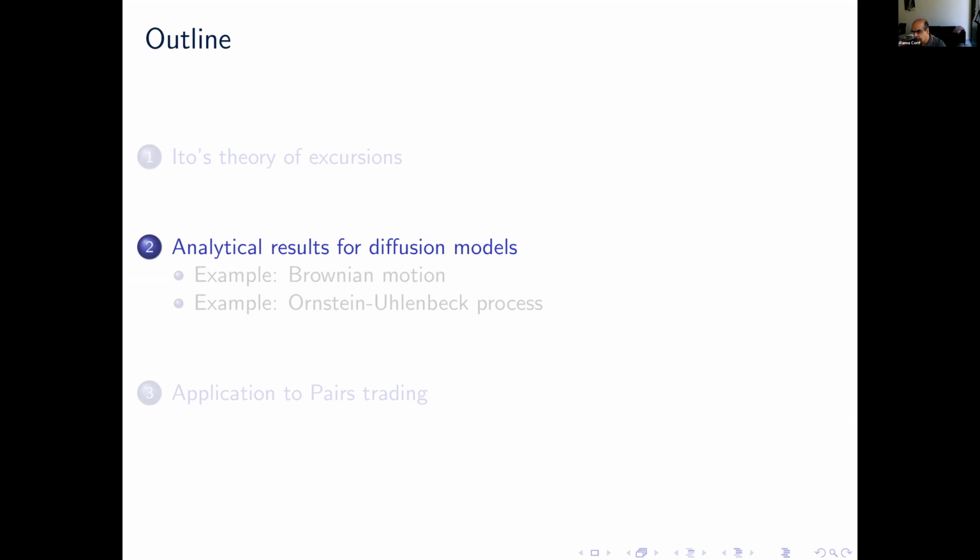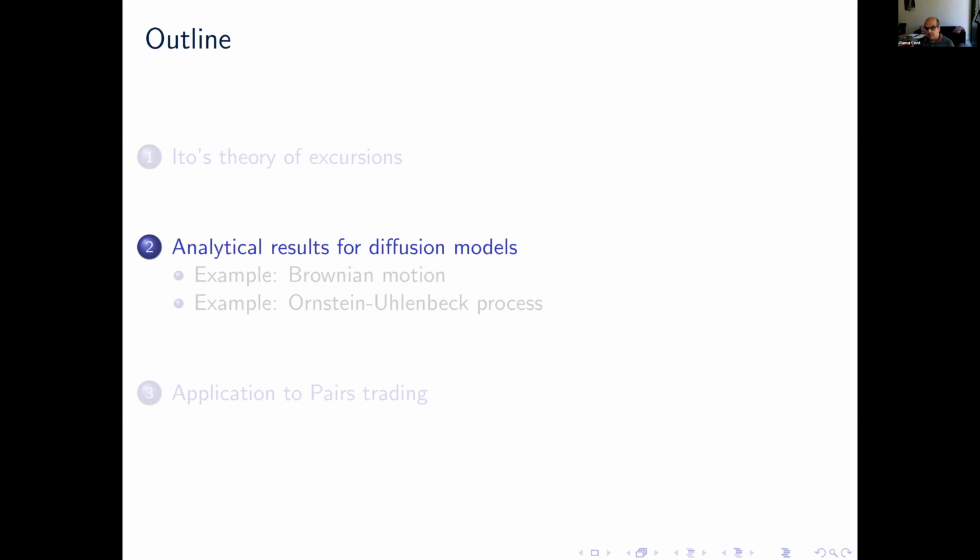They studied excursions of Brownian motion. It's already a very rich topic because describing Ito's excursion measure for Brownian motion is not trivial at all. It's the subject of many monographs and so on. So it's mostly Brownian motion.